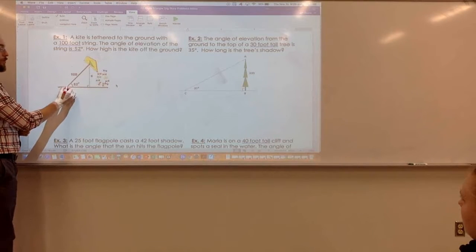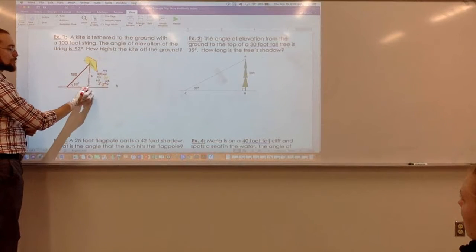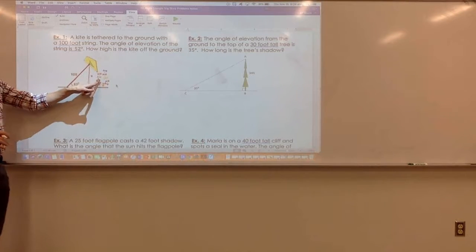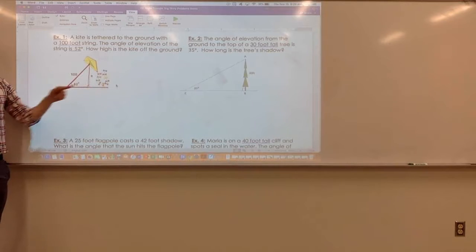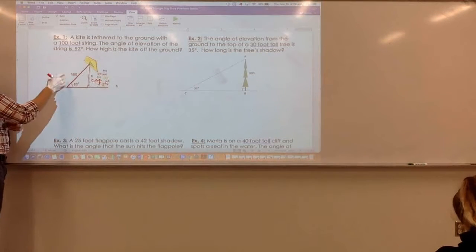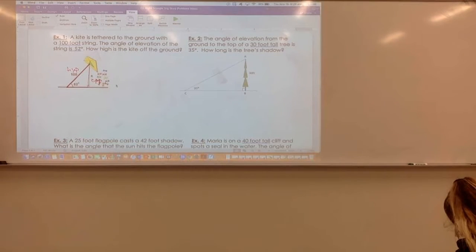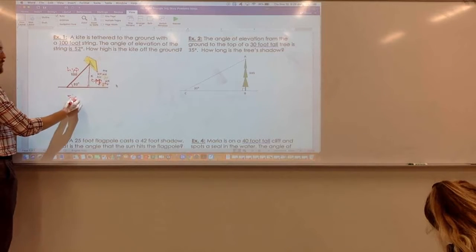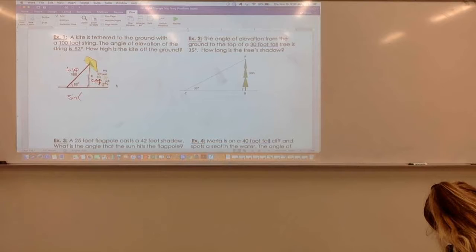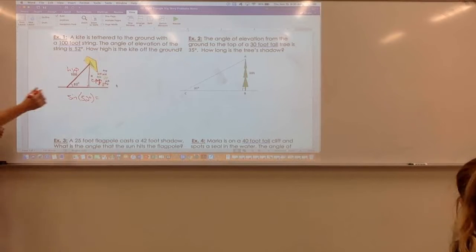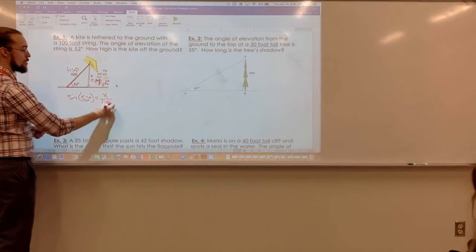So this is my right triangle, and my goal is just to solve for this missing side. What's the first step in any trig problem? Label the sides. With respect to this angle, is x opposite, adjacent, or hypotenuse? Opposite. And 100? Hypotenuse. So if I'm dealing with opposite and hypotenuse, what trig function? Sine. So my setup would be sine of 52 equals x over 100, opposite over hypotenuse.